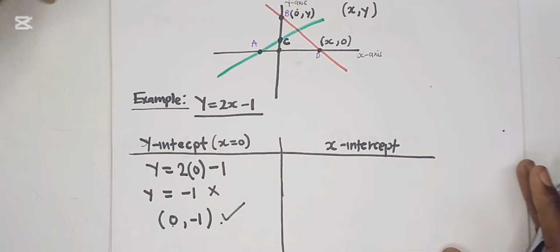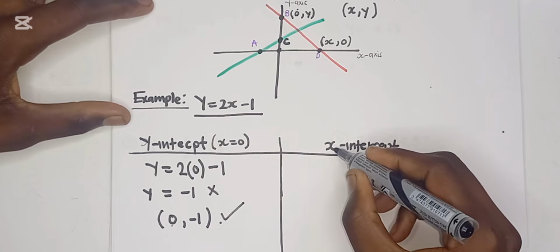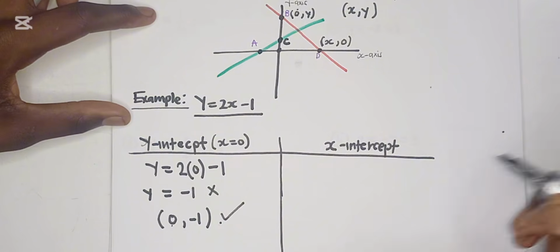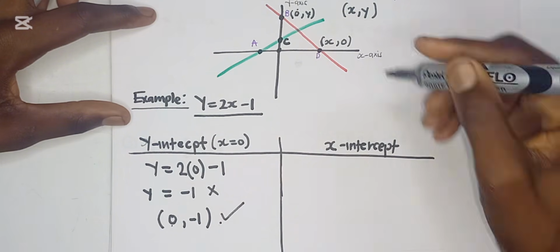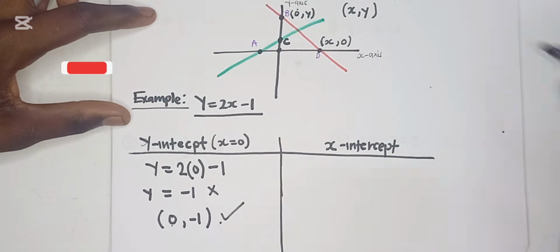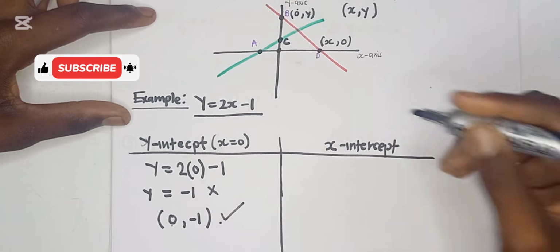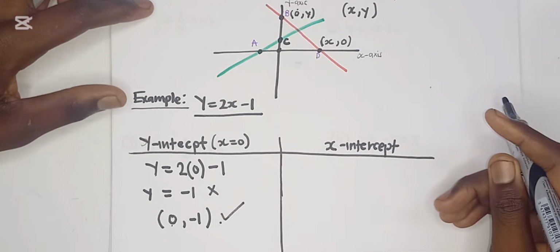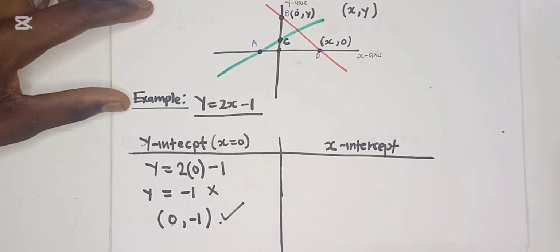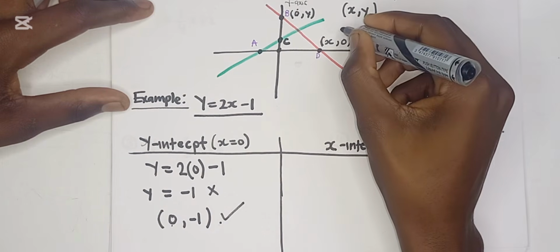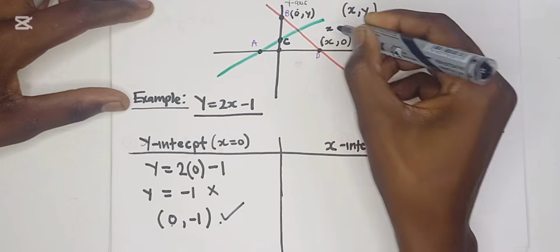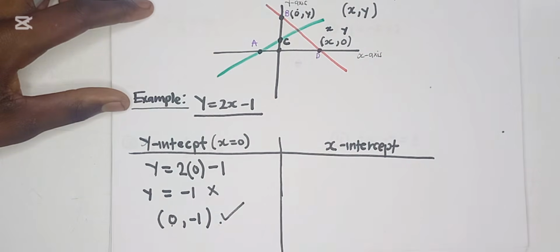So now let's take a look at how we can find the x-intercept of this. What is an x-intercept? As I explained, the x-intercept is the point that touches the x-axis of this Cartesian plane. It already has the y-coordinate on it, which is 0. The y-coordinate is 0, but we don't know the x value. We have to find that x value.